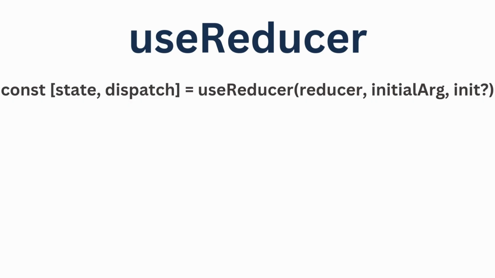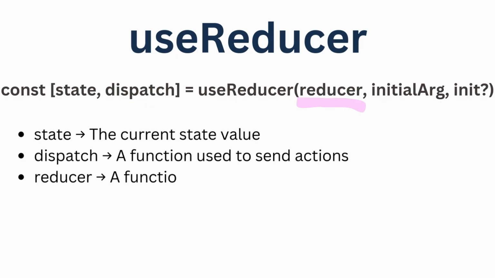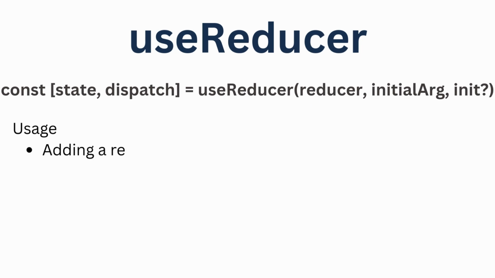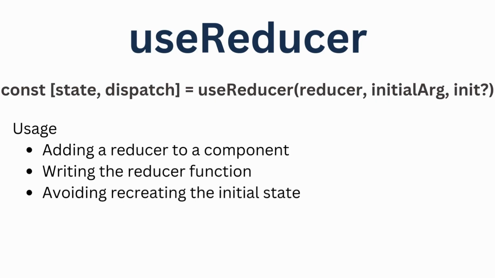If you look at the syntax below, the state is the current state value. Dispatch means a function used to send actions. A reducer is a function that decides how the state changes. The initial state is the starting value of the state. What are the uses of useReducer hook? It is used to add a reducer to a component, writing the reducer function, and avoiding recreating the initial state.